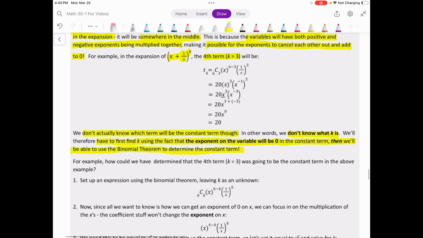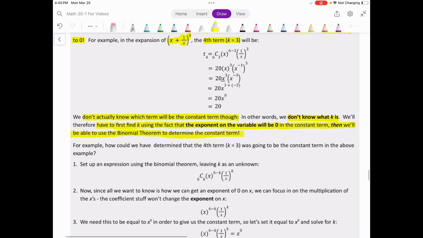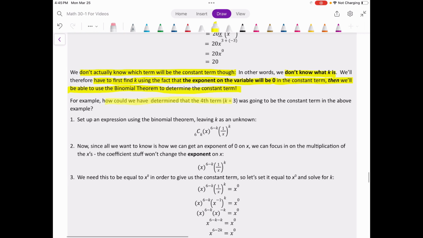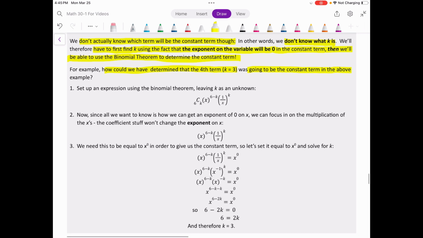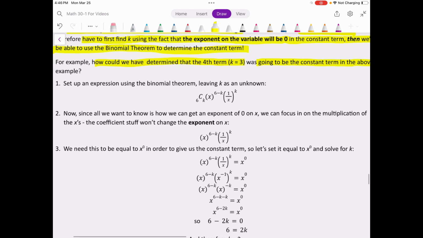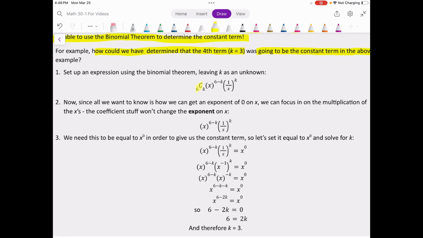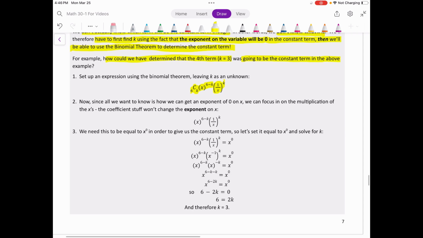How did I just figure out that we wanted to find the fourth term? Let's look at it. How could we have determined that the fourth term, k equals 3, was going to be the constant term in the above example? So we can just set up an expression using the binomial theorem, leaving k as an unknown, right? So I mean, what would we do? We would say 6 choose k times x to the 6 minus k times 1 over x to the power of k. Now, all we want to know is how we can get an exponent of 0 on x, right? That's how we figure out what k would need to be, and therefore what term number we're looking for.